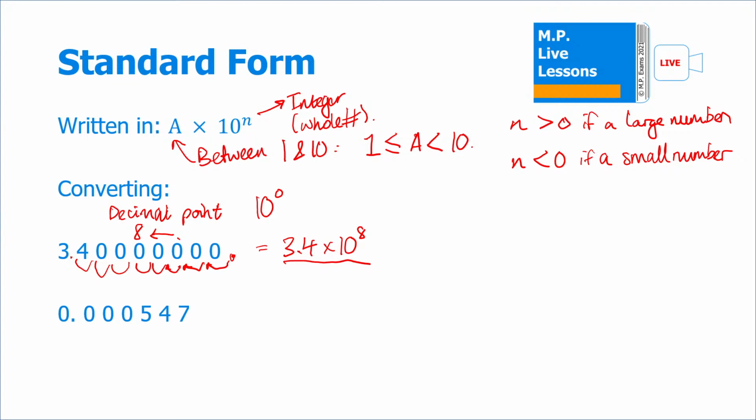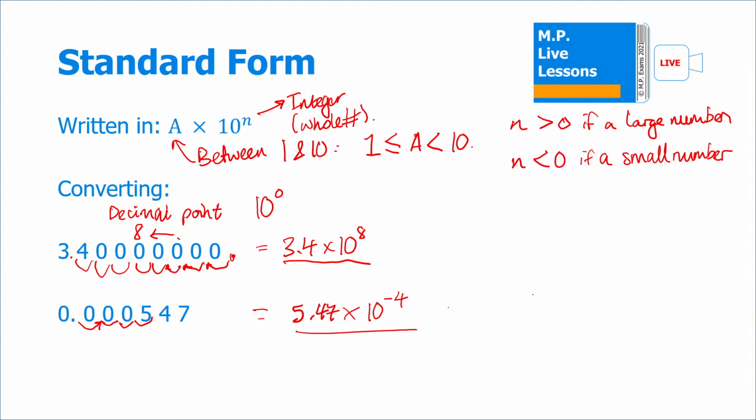Our next example would be this very small number here. And if we use the rules above, we expect this to have a negative power instead. So we keep moving the decimal point until we get a number that's between 1 and 10. So we'll move it to the right 1, 2, 3, 4. So we get 5.47. Since this is a small number, we have a negative power, 10 to the minus, and that's the number of places we move the decimal point, so 10 to the minus 4.